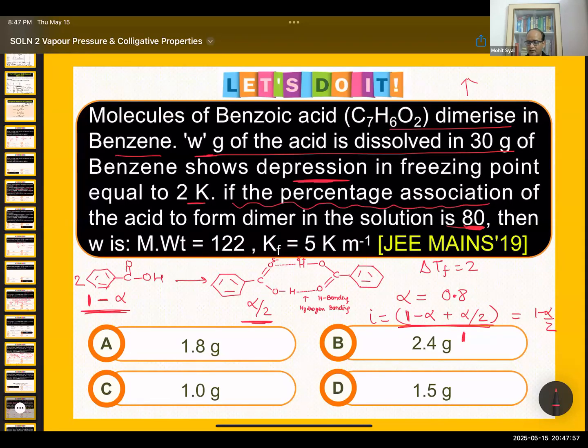Alpha is 0.8. So 1 minus 0.8 by 2. Yes, Ibrahim. So 1 minus 0.4, so 0.6. I will put the value of i. Okay, so just check what answer you are getting. Quickly tell me now.